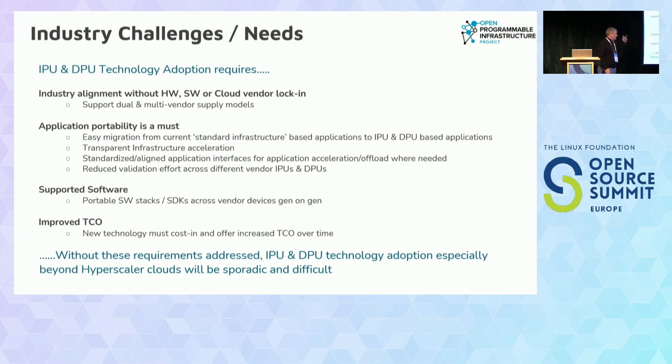And the type of acceleration services that they wish to avail of need to be transparent in the sense of infrastructural acceleration that they wish to adopt, be it for underlying crypto capabilities or underlying support for storage use cases or Kubernetes acceleration use cases or general networking use cases. That needs to be transparent in terms of how the application software accesses those and leverages those.